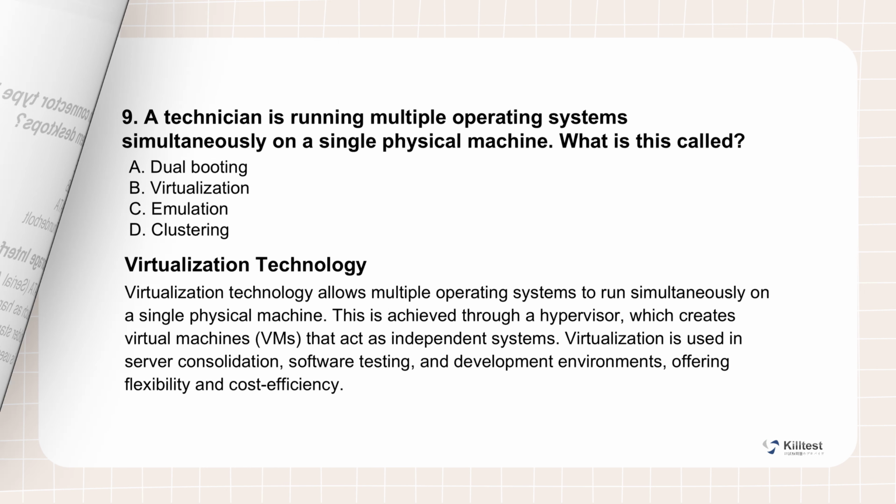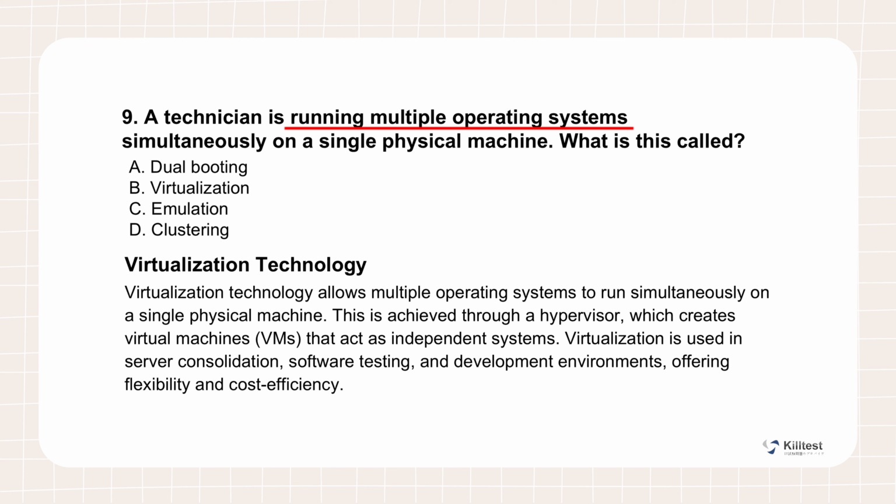Cool. Okay, question 9 is about running multiple operating systems. A technician is running multiple OSs simultaneously on one physical machine. What's this called? Options: dual booting, virtualization, emulation, clustering. That's called virtualization. Virtualization, not dual booting, right? Dual booting is when you choose one OS or the other when you start up. Exactly. With dual booting, only one OS runs at a time. Virtualization lets you run multiple operating systems at the same time, concurrently, on the same physical hardware.